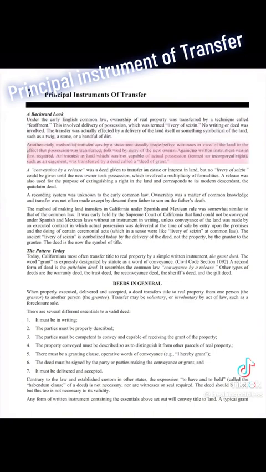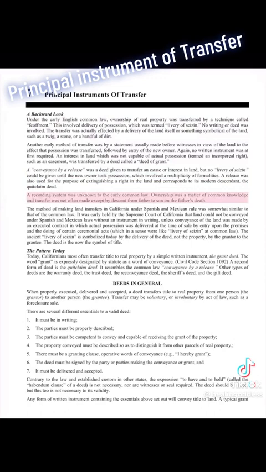An interest in land which was not capable of actual possession, termed an incorporeal right, such as an easement, was transferred by a deed called a deed of grant. A conveyance by a release was a deed given to transfer an estate or interest in land. But no livery of seisin could be given until the new owner took possession, which involved a multiplicity of formalities. A release was also used for the purpose of extinguishing a right in the land and corresponds to its modern descendant, the quitclaim deed.